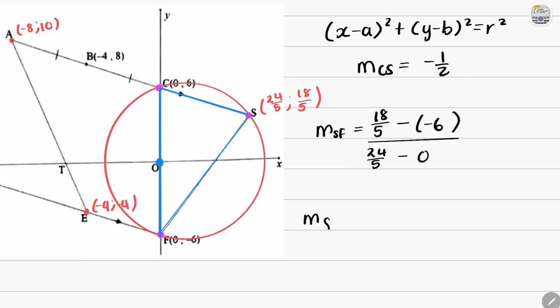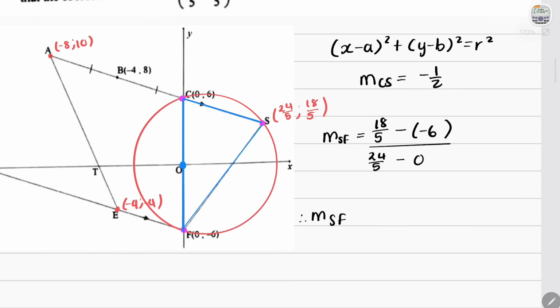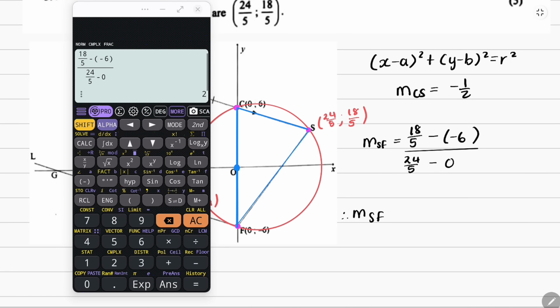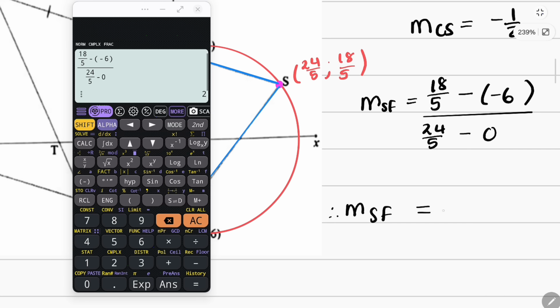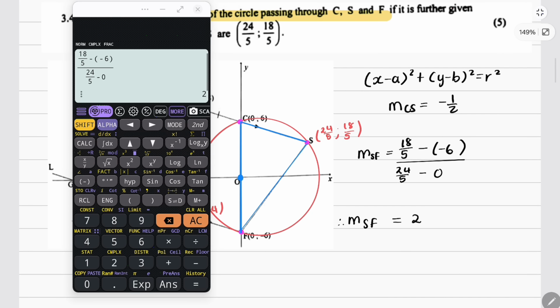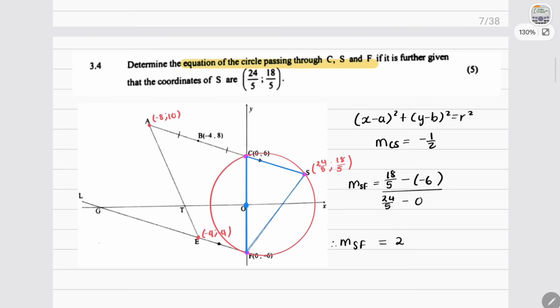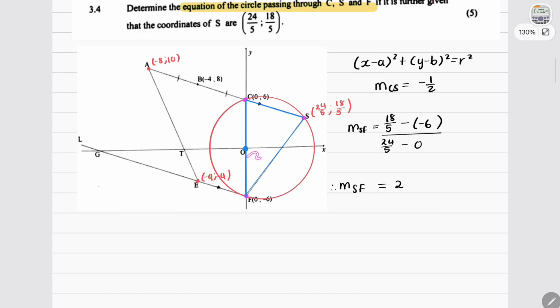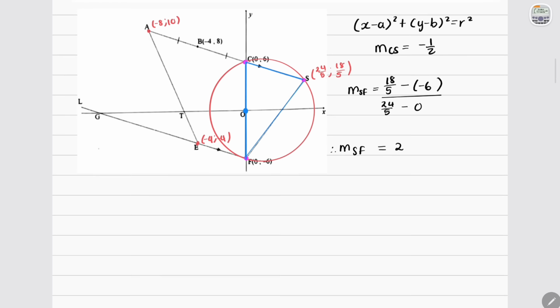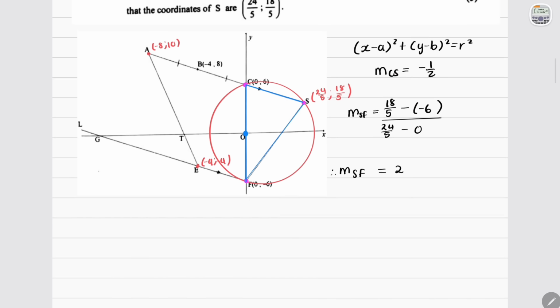Okay, so let's see the gradient of SF, and I'm just going to use a calculator for this. And what do we have? It is 2. So this is actually following that. You see how the diagrams are really not drawn to scale. You'd have looked at that and said, how is this at the center? It doesn't look like it's at the center, but when you find the gradient of this and the gradient of that, you see that when you multiply them, they actually give you -1.